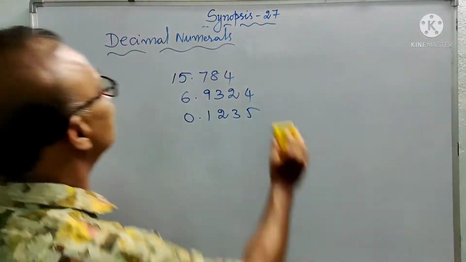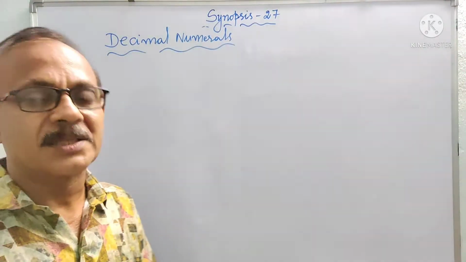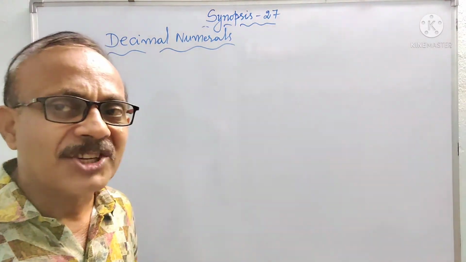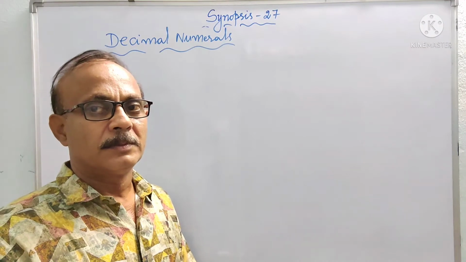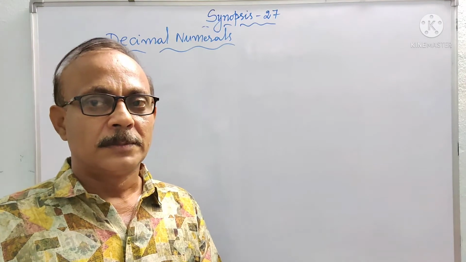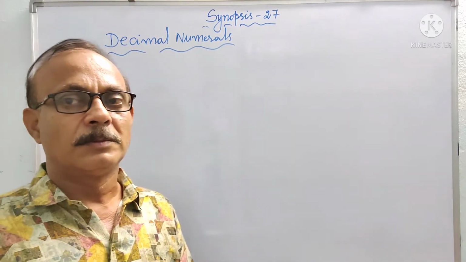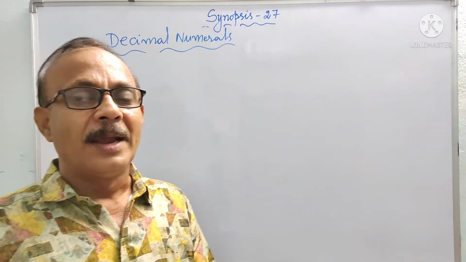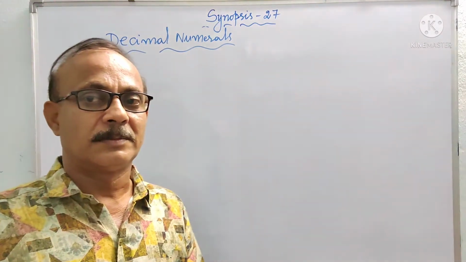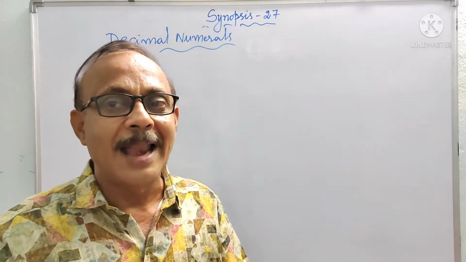Now, again in decimals, are there any different types? Yes, you have. In fractions, if you remember well, you have like fractions and unlike fractions. Like fractions means fractions which have the same denominator, whereas unlike fractions means fractions which have different denominators. In the same way, in decimals also you have like decimals and unlike decimals. So which are called like decimals and which are called unlike decimals?